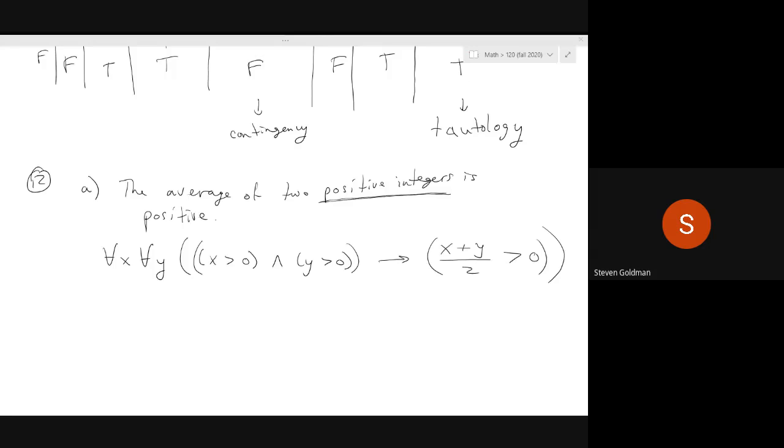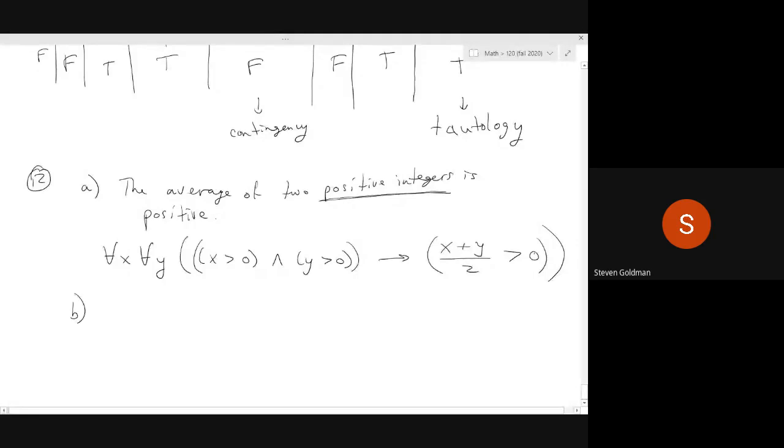There were a couple of different ways people did it. If you did it in a slightly different way, as long as it was still accurate, you got it right. Somebody asked, is number 11 logically equivalent? They are not logically equivalent in number 11. All right, let's move on to part B.